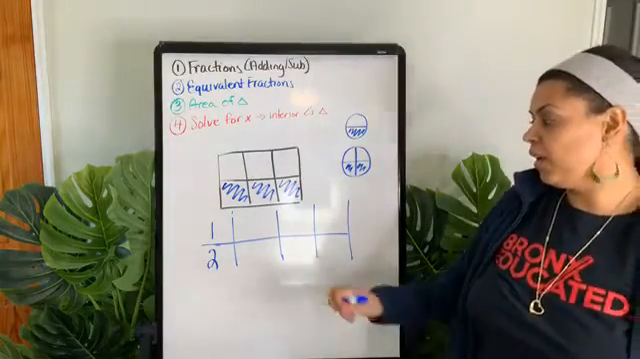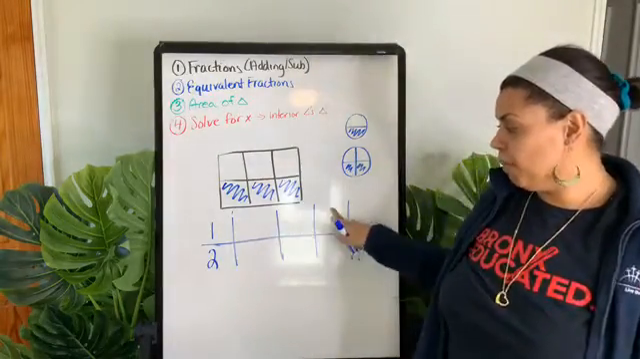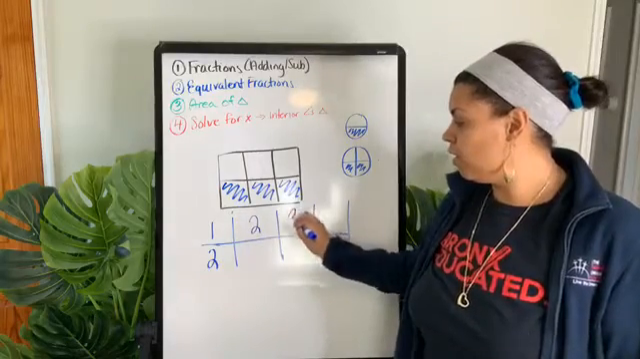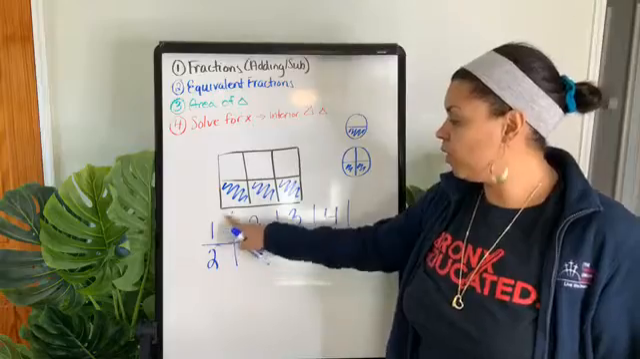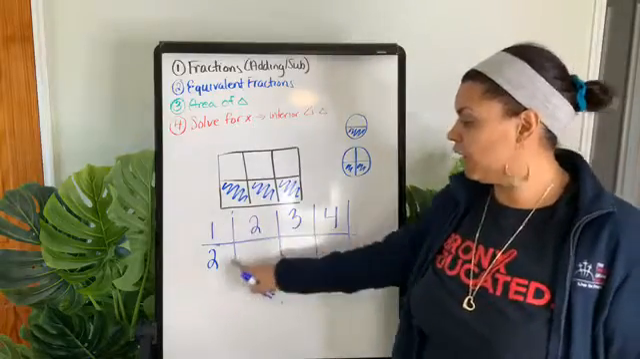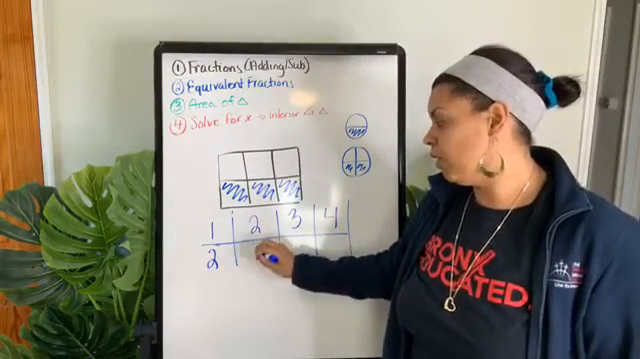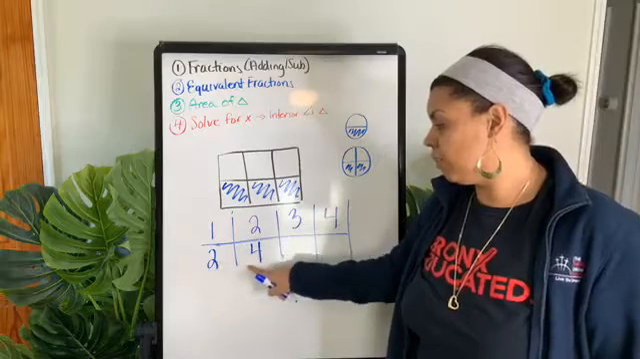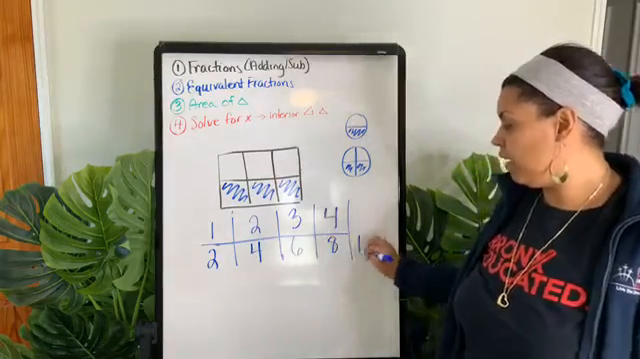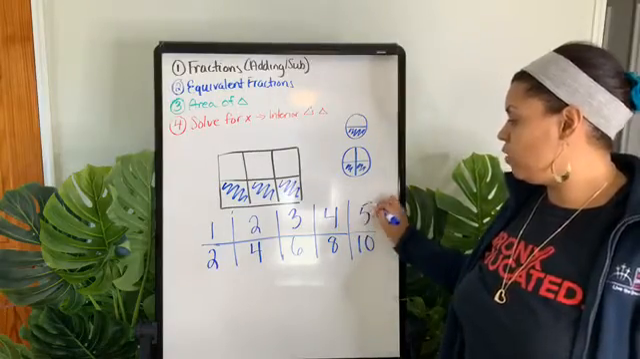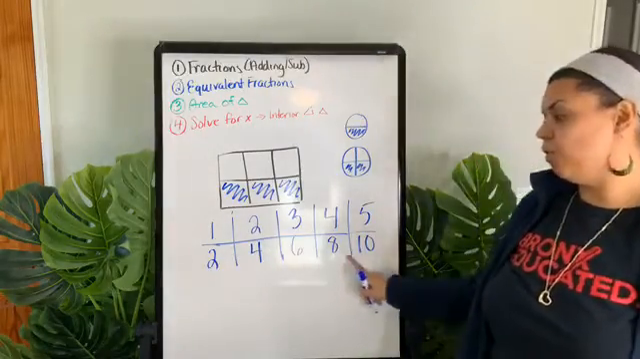So one easy way is I can start skip counting on the top. 2, 3, 4. So 1 times 2, 1 times 3, 1 times 4, and I can do the same thing on the bottom. 2 times 2, 4. So I'm just skip counting by 2's. 2, 4, 6, 8, 10. And all of these can represent equivalent fractions.